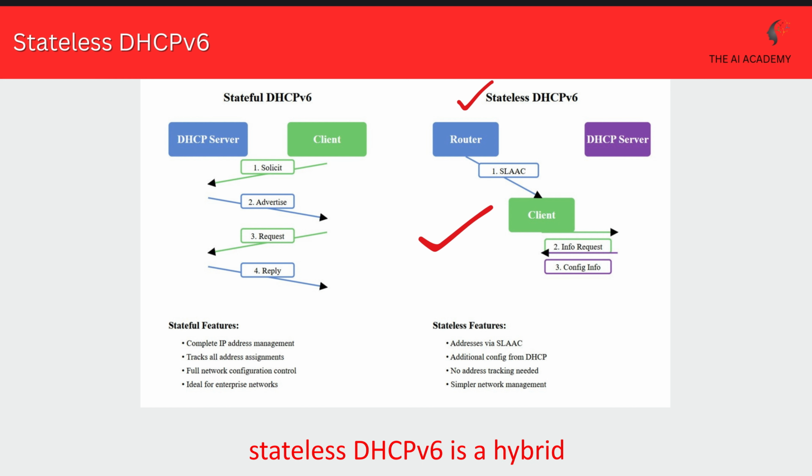Stateless DHCPv6. Stateless DHCPv6 is a hybrid approach that complements SLAAC. Here's how it works. The process includes steps like: devices use SLAAC to generate their IP addresses, and stateless DHCPv6 provides additional configuration details, like DNS server addresses or domain names, which SLAAC doesn't handle.